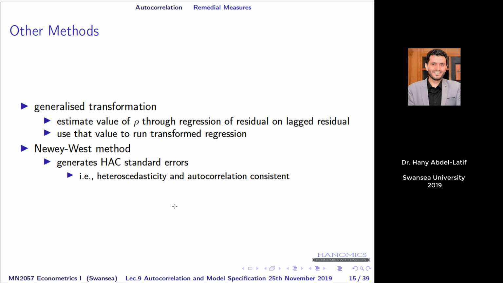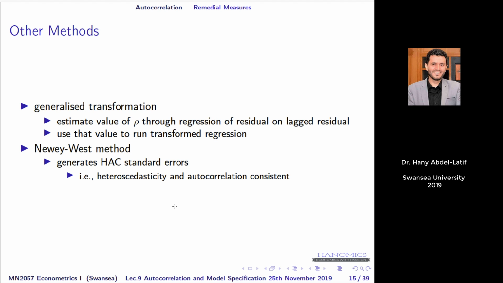Or we could use a newer method or hack, called heteroscedasticity and autocorrelation consistent standard errors. The problem that happens with heteroscedasticity and with autocorrelation doesn't affect your estimated coefficients. It affects their standard errors. So if we can somehow correct for that, taking into consideration that the errors are heteroscedastic or autocorrelated, then we can correct our standard errors.